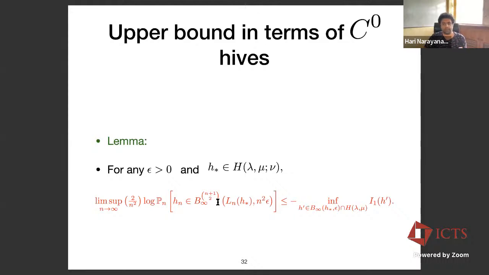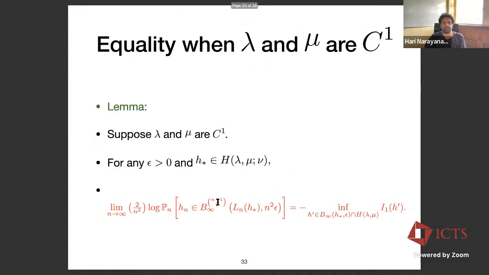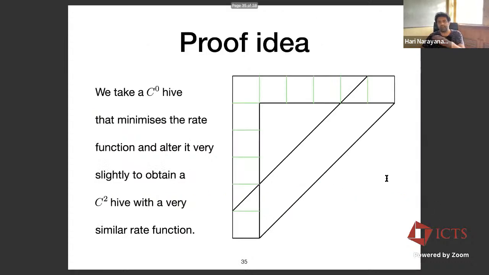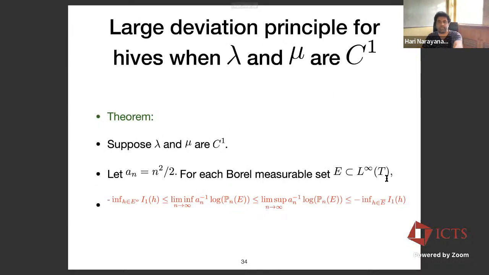But if lambda and mu are C1, then in fact we have a large deviation principle. So if you have lambda and mu C1, then we have an equality in the log volume of boxes, and we also have a large deviation principle for the entire function. What I said earlier was for the pink diagonal alone, which is a function of L infinity 0, 1. But now you can also look at functions in L infinity of T, where T is the entire upper triangle. And there too we get a large deviation principle.